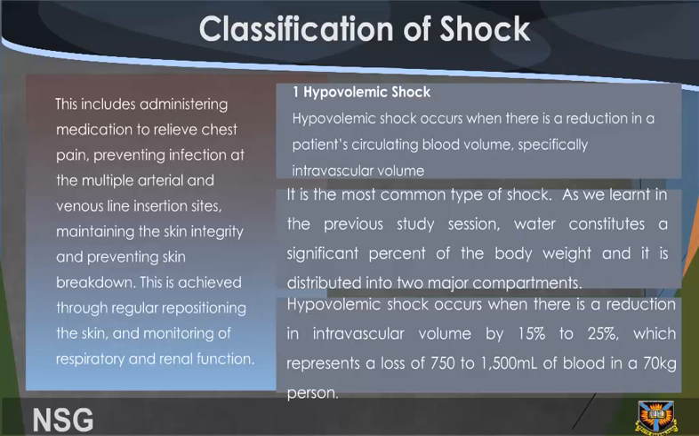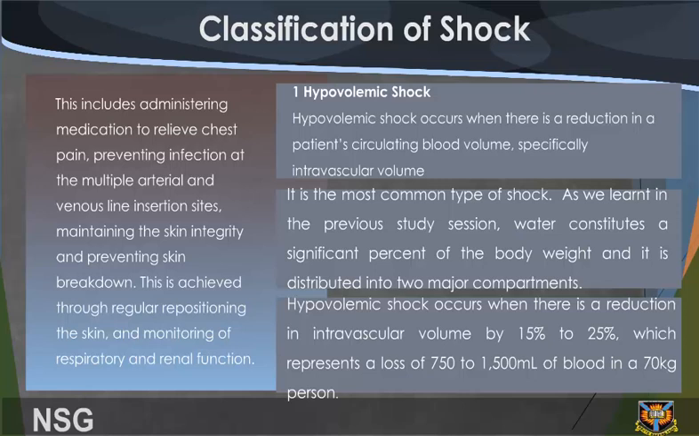2. Hypovolemic shock. Hypovolemic shock occurs when there is a reduction in a patient's circulating blood volume, specifically intravascular volume. It is the most common type of shock.